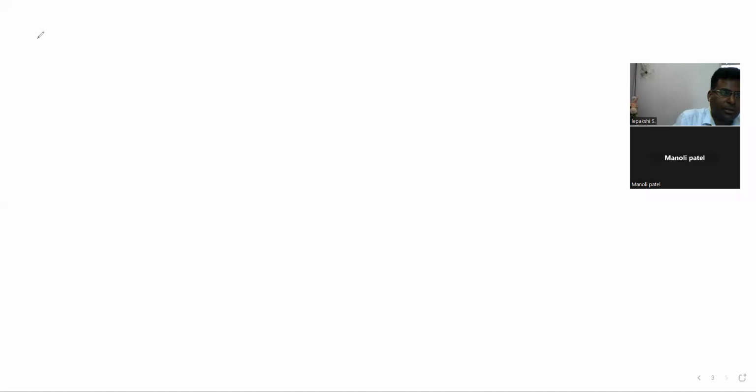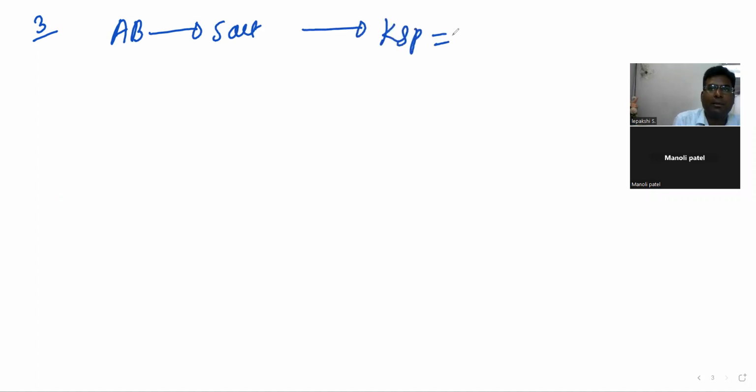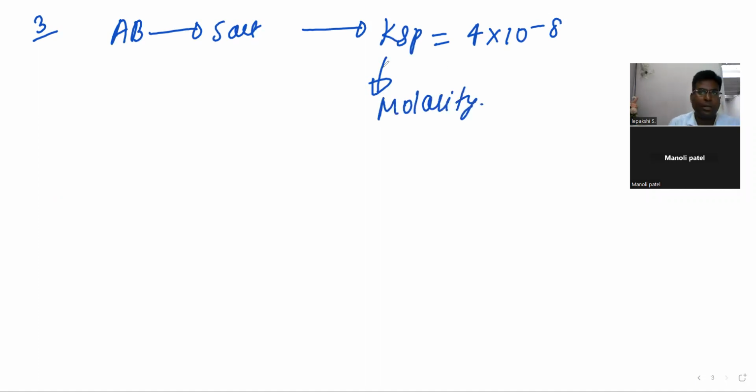Now see question number 3. The solubility product for a salt of the type AB. So AB is your salt, and its solubility product Ksp is given, that is 4 into 10 raised to minus 8. So what is the molarity of the standard solution? So it is talking about the molarity, you have to find it. It was asked in 2020.